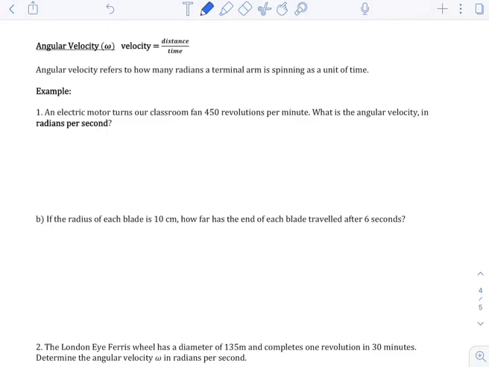All right, so in the word problems, we deal with what's called angular velocity. And the way that we show that is with this kind of cursive W. It calculates the speed that something is spinning in a circle. So angular velocity takes into account radians per second.